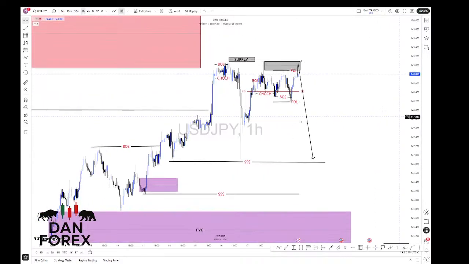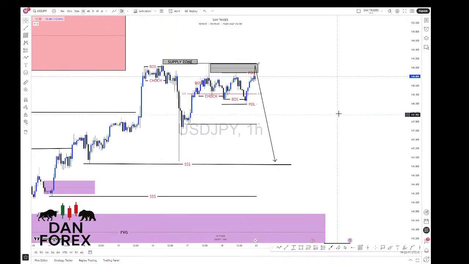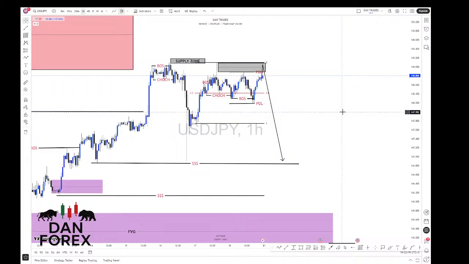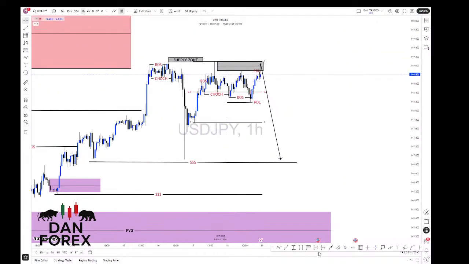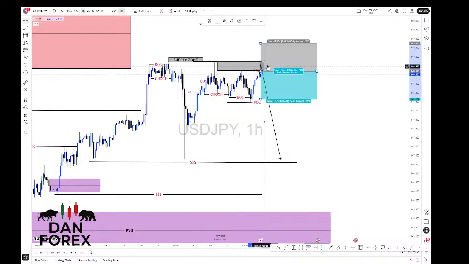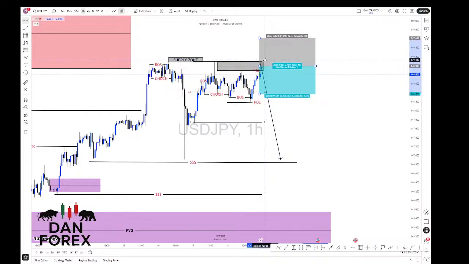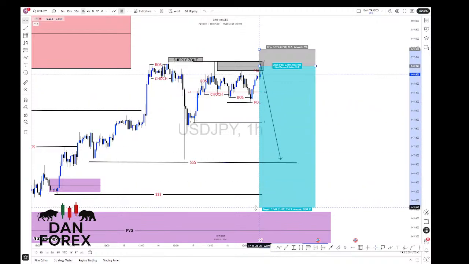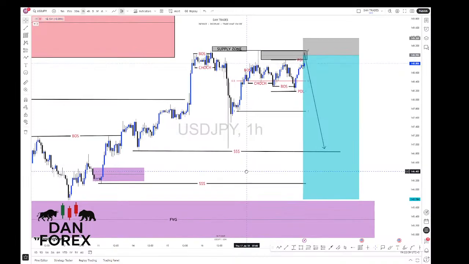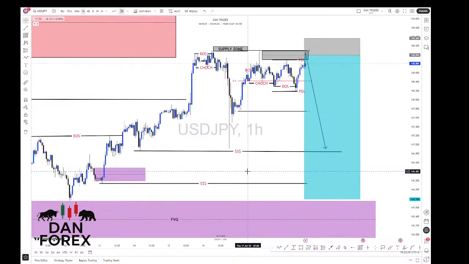So this is what I'll be expecting on the 1 hour or 4 hours, with confirmations to have a sell from that point of interest, with the stop loss just a little bit above there. Then I'll be targeting these liquidities around that area. So that is it on USD/JPY.